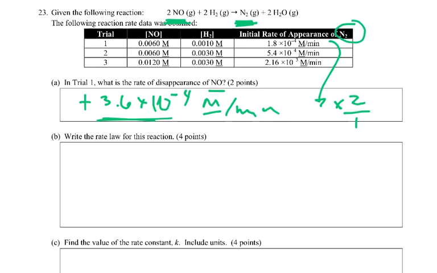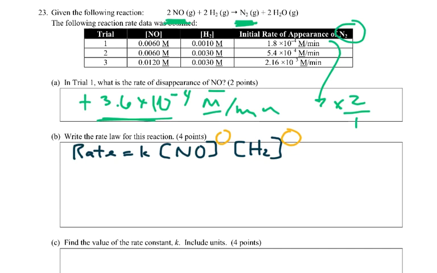Write the rate law for this reaction. Okay, so let's do some logic. First off, the rate law is going to be rate equals K, concentration of our reactants, NO, and concentration of H2. And our job is to find these little coefficients up here. I'm about to fill those in a moment. Those are our orders of the reaction.